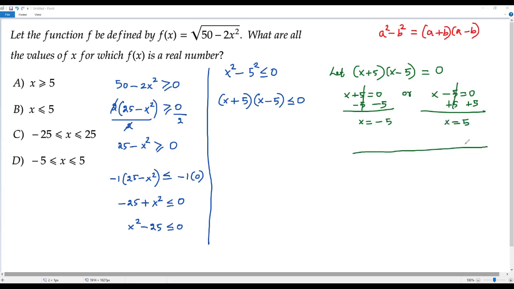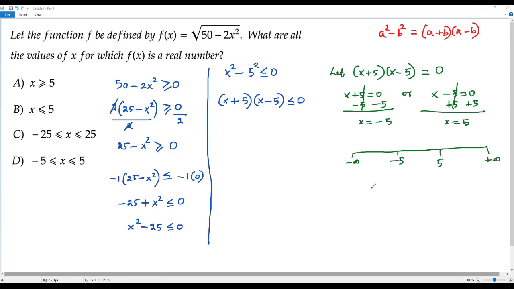Okay, now let me mark these two values of x on the number line. Here on this real number line, we have negative infinity on the left extreme and positive infinity on the right extreme. And we have to write these two values in order. So we'll have negative 5 first and positive 5 next.